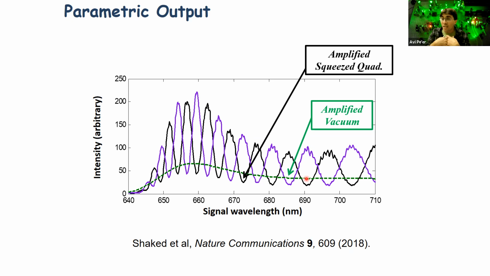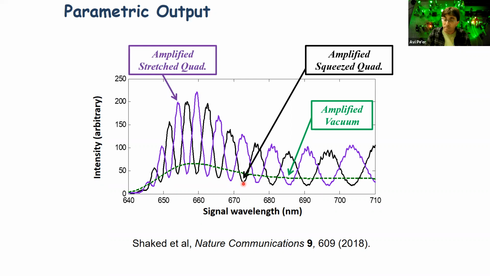But quantum mechanically, it turns out that it can, because the amplified spontaneous emission noise is the amplified vacuum. And in this case, if you let in squeezed vacuum, then you measure the squeezed quadrature and you see less. And of course, sometimes you measure the amplified, the stretched quadrature, and you see more. Now, why are there fringes?